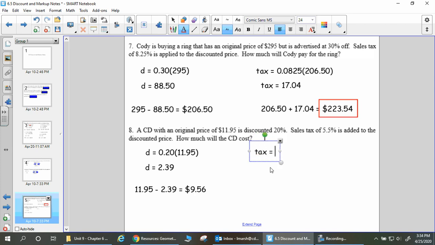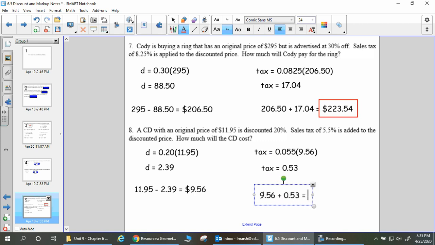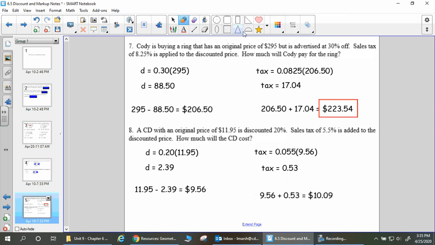My tax in this problem is 5.5%, so 0.055, moving that decimal forward 2 places, times the $9.56. That means my tax in this case is simply 53 cents. And ultimately $9.56 plus another 53 cents means we are going to pay $10.09 for the CD.